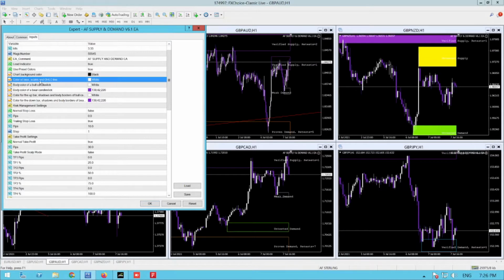We've got the color of axis scales and OHLC lines set to white, simply because we're trading on the black screen, right? So you want to make sure that you can see all the information in white. Again, if you're changing the background color to white, you might want to change this parameter to black. Body of the color, you can change the candlestick. Bull candlestick simply means the buy candlesticks, which are the white candlesticks, which you can see here. And then you've got the color of the bear candlestick, which is the sell candlesticks, which you can see here on the GBP/CAD.